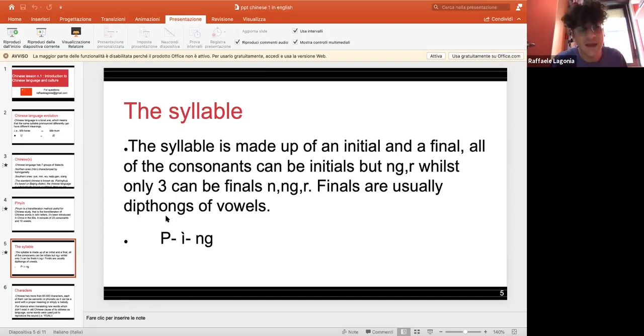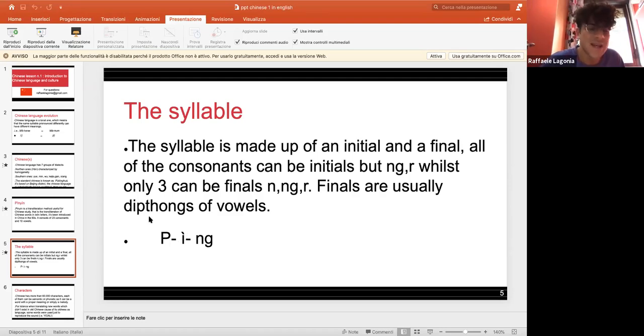For example, ping, where the final G sound doesn't need to be pronounced, but you have to pronounce it like that. Ping. The G is almost mute. Okay, you know. So we have an initial part, we have the nucleus of the syllable, and then we have the final.